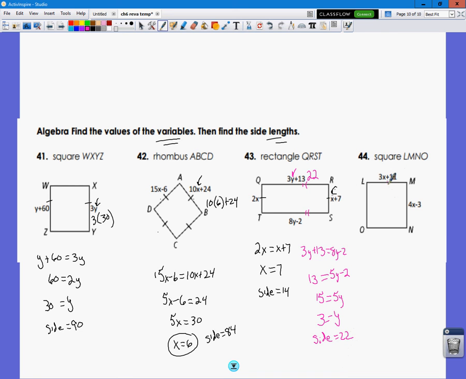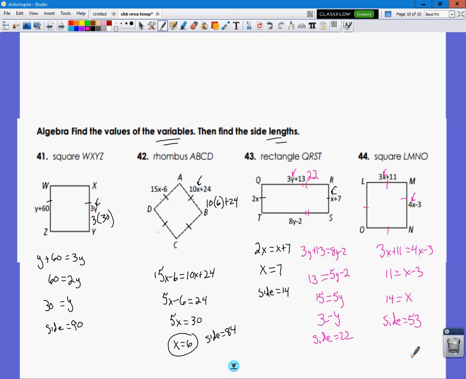Again, number 44 is a square, so I know all the sides are equal. So I do know that 3x plus 11 is equal to 4x minus 3. If I subtract 3x from both sides, it gives me 11 equals x minus 3. Adding 3 to both sides, x is equal to 14. If I plug that 14 back in, either one of these places, 3 times 14 is 42, plus 11 gives me 53, so all of my sides are 53 in this problem.